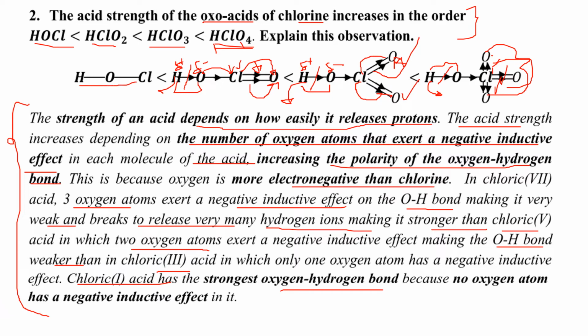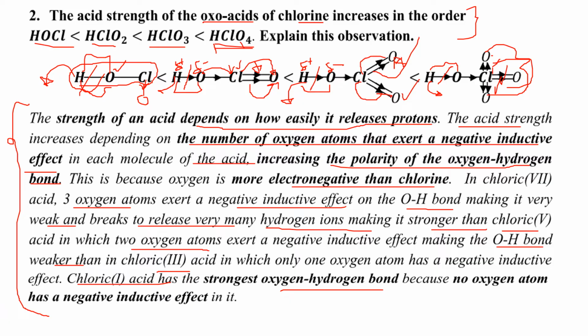If you look at chloric(I) acid, which is here, it only has no oxygen atom attached to this chlorine atom. That means there is no negative inductive effect in this compound, and so the polarity between this one and this one is less. That means the hydrogen to oxygen bond is going to be very strong, and it's very hard for this bond to be broken to release these protons in solution. And once it's very hard to release these protons in solution, it makes such an acid a very weak acid.